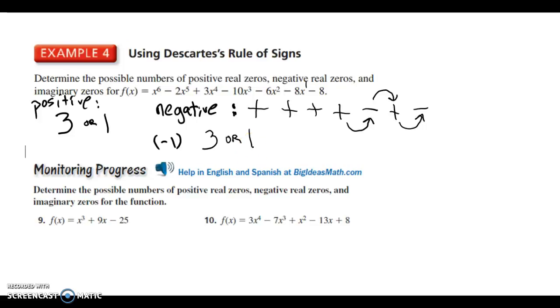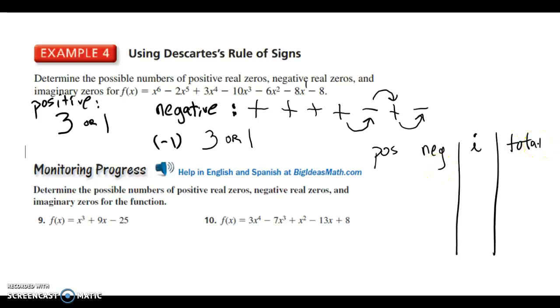Now let's make a table to decide exactly all the combinations we could have. For your table, you're going to write positive, negative, imaginary, and then our total. And we're going to make all the combinations. The total number of zeros is the same as the degree, which is 6. So we'll always have 6 running down the total side.